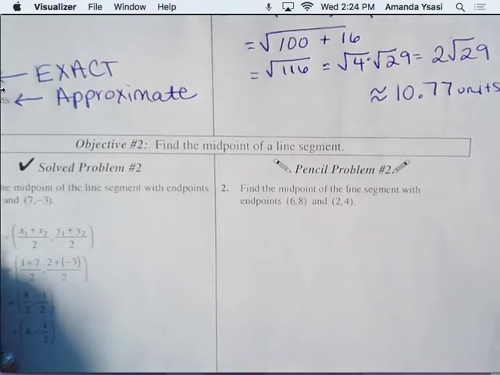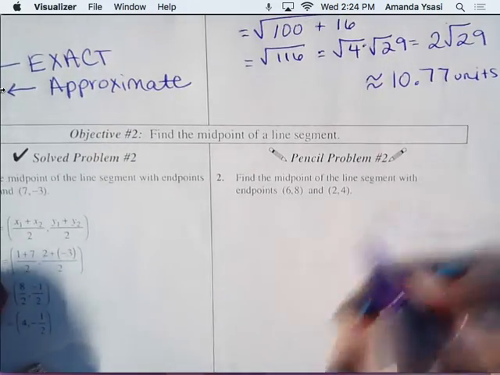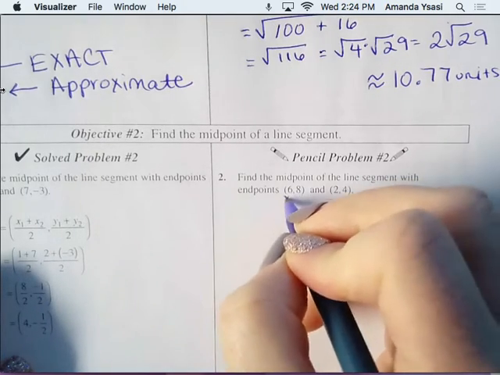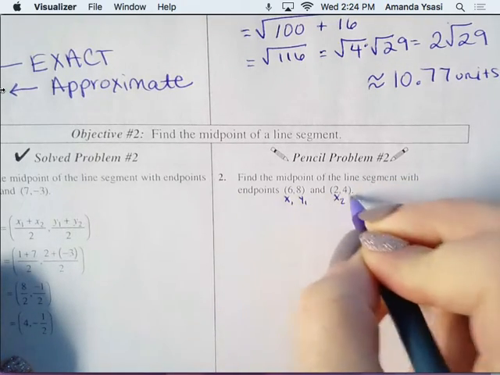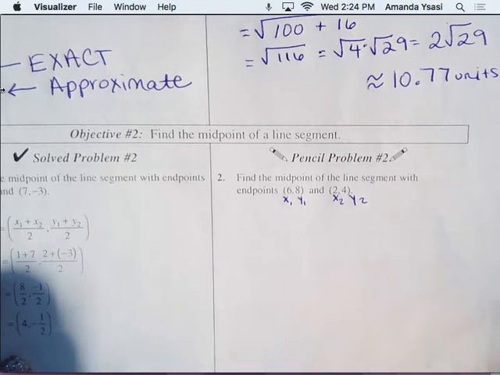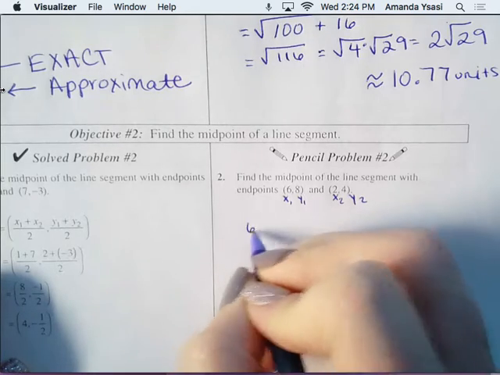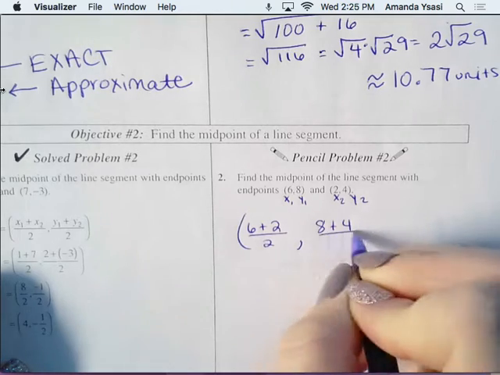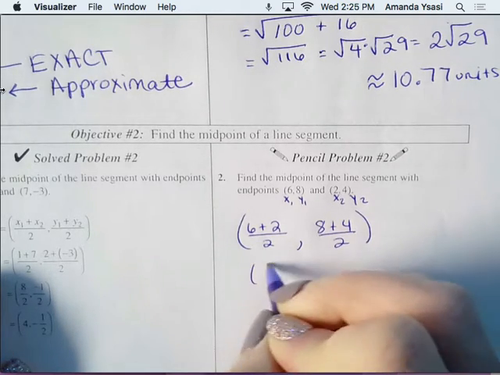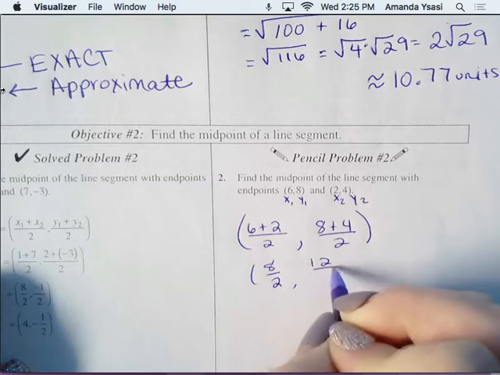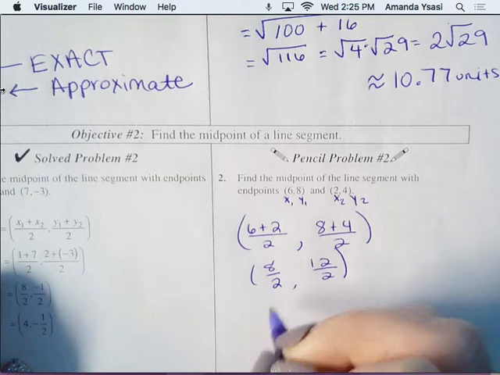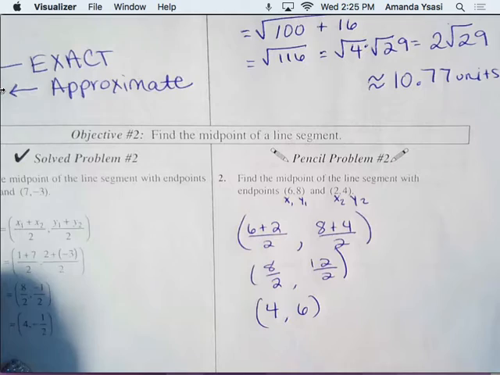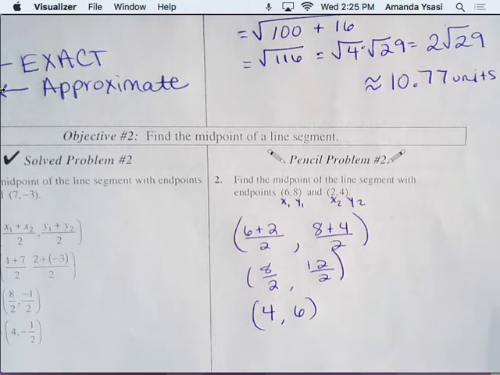And number 2, find the midpoint of the line segment. So we are just using that formula. I'm going to label x1, y1, x2, y2. With midpoint, you add your x's, divide by 2, add your y's, divide by 2. So it's the point 0, 46.